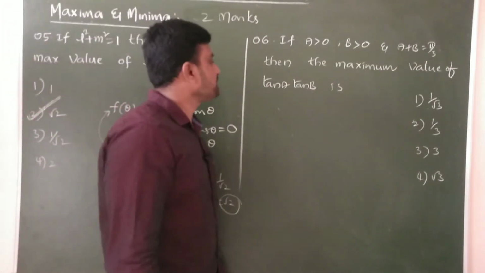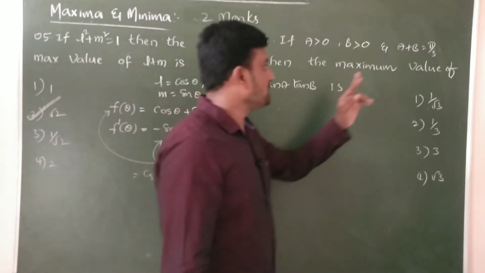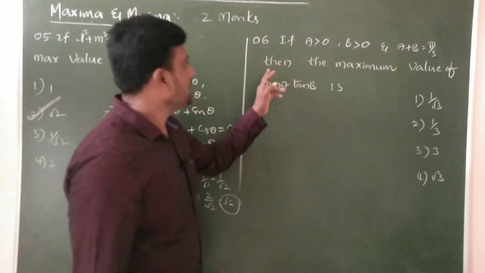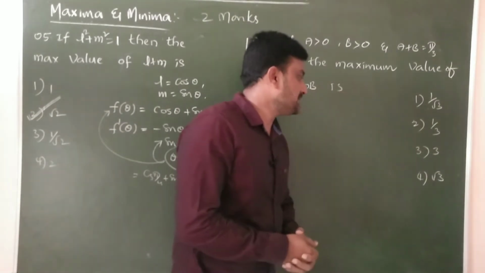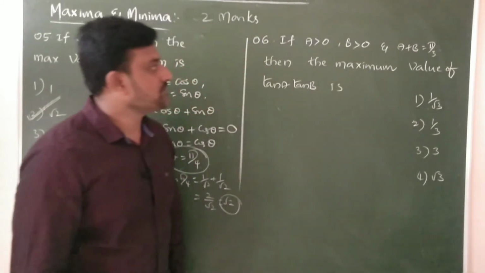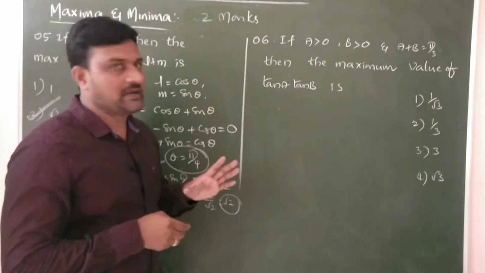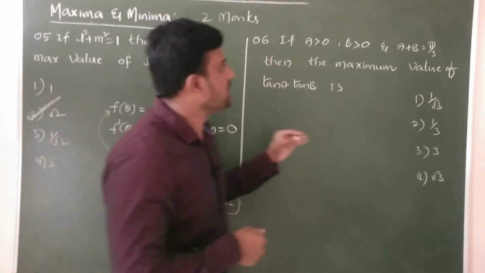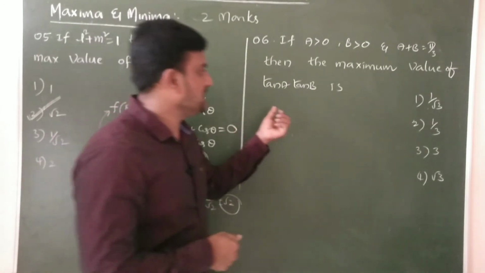Now, sixth one. If a > 0, b > 0 and a + b = π/3, then the maximum value of tan a tan b is: 1/√3, 1/3, 3, 1/√3. Simply, no strategy can be applied here. Just observe: a + b = π/3, so which one satisfies the given equation?